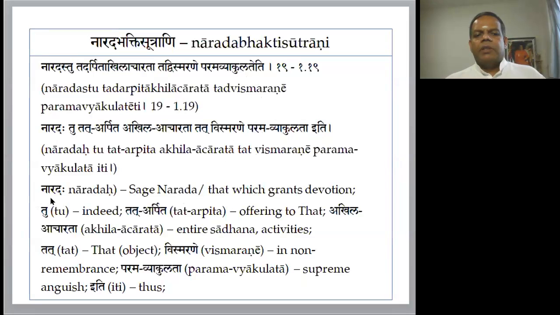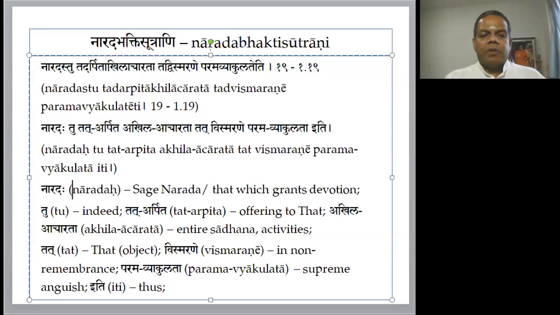The first word is Narada. So typically, the meaning which we give is sage Narada, because we have looked at three other sages giving definitions. So here Narada means Narada Maharshi himself. So in his Bhakti Sutras, his name is also mentioned as someone who is defining. So that's one way to look at it, sage Narada.